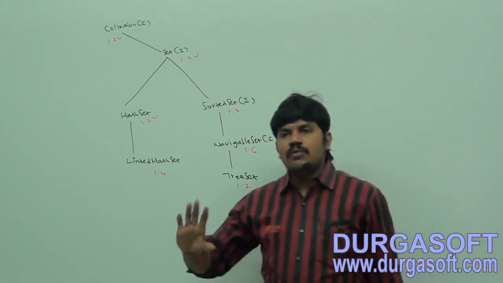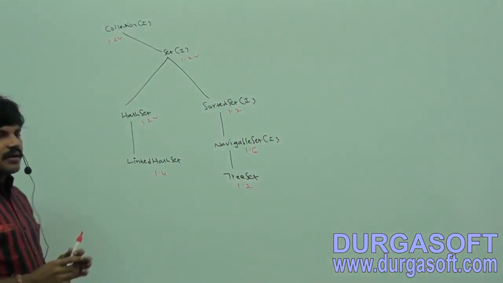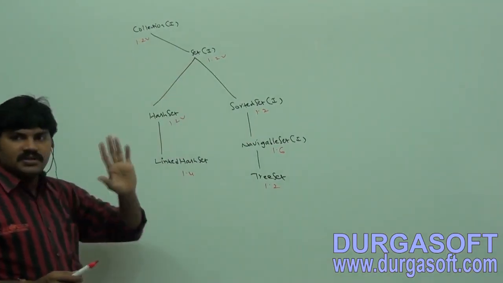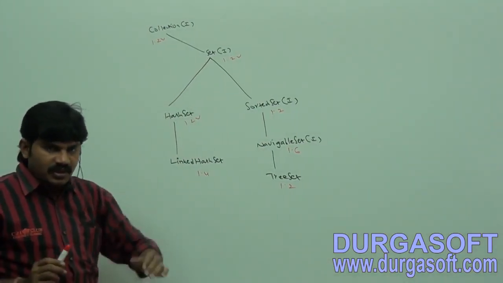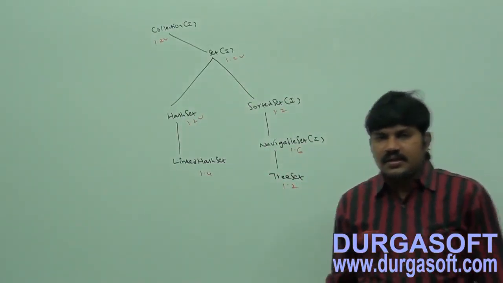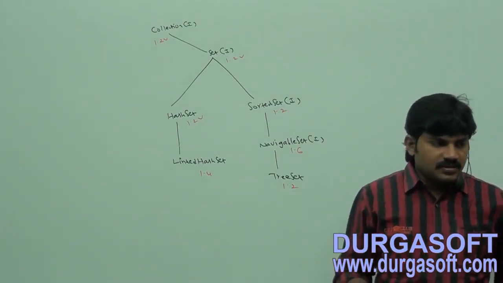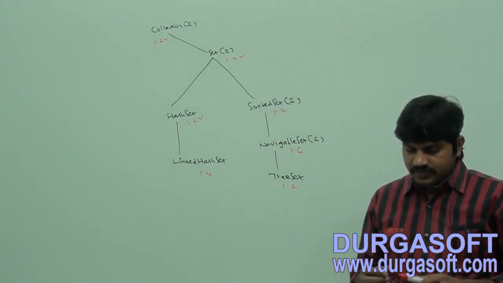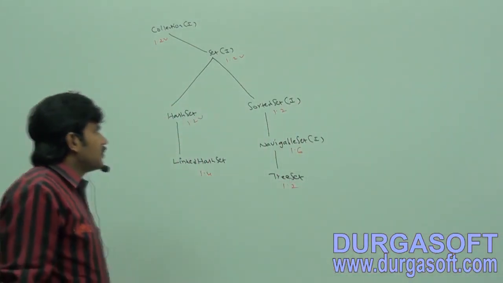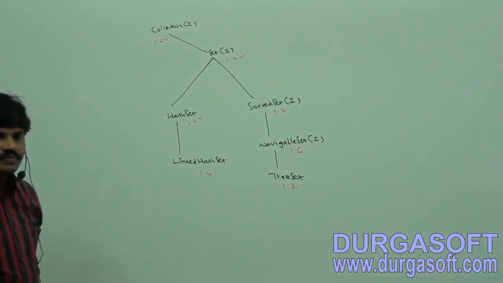Sir, I don't want order. I am not interested in the order, but duplicates are not allowed. Then which concept should we go for? Set itself is the concept. Clear, right? Set is the child interface of Collection.